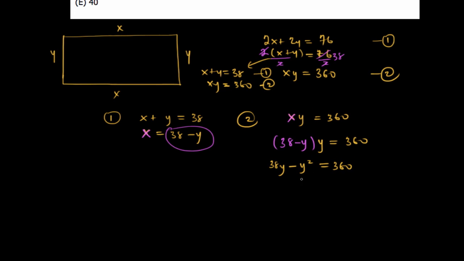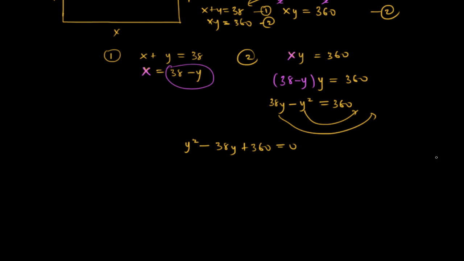So to solve this, I could bring them all to this side of the equation. So negative y squared becomes plus y squared, 38y becomes negative 38y. So what you now have is y squared minus 38y plus 360 equals 0. To solve this, you can just go ahead and use the quadratic formula.